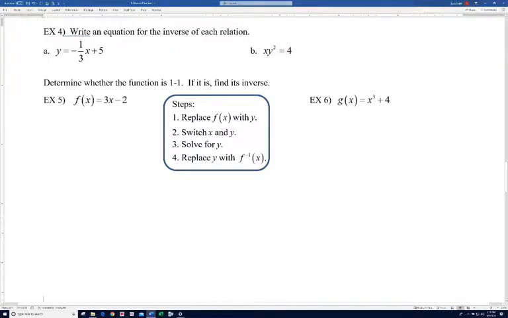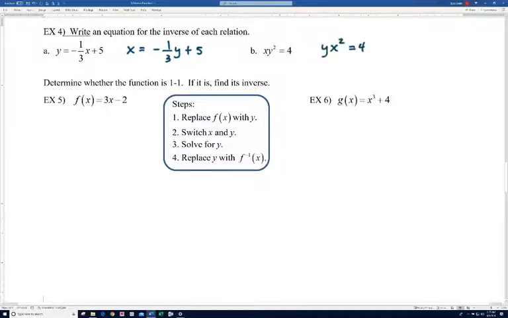So on number 4 here, it says write an equation for the inverse of each relation. Now a relation actually represents a set of ordered pairs. It may or may not be a function. We know for A that we're dealing with a one-to-one function. If you graph that line, it does pass the vertical line test, or the horizontal line test. But really all we need to do to write an equation for the inverse is just switch our x's and our y's. Just like we did with our sets of ordered pairs, we flipped our x's and y's. Same idea here. And so you should be able to go ahead and do B.